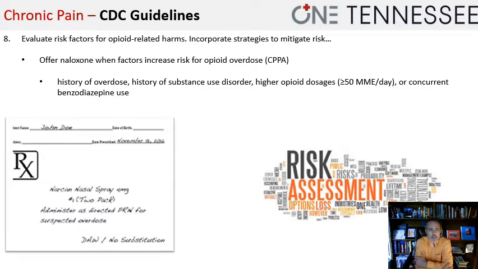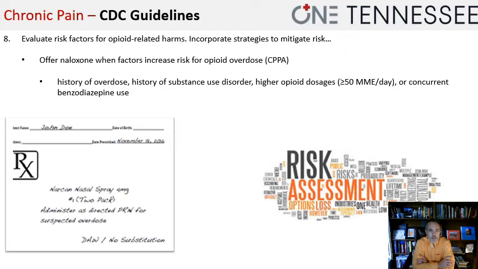And if you have a patient that has a history of a previous overdose or a substance use disorder, or if they're on more than that 50 morphine milligram equivalents where we saw the hazard ratio start to increase, that might be a good time to have that conversation and make sure that they have Narcan or naloxone available should they find themselves in a position where they've taken too much and are starting to experience that opioid-induced respiratory depression.